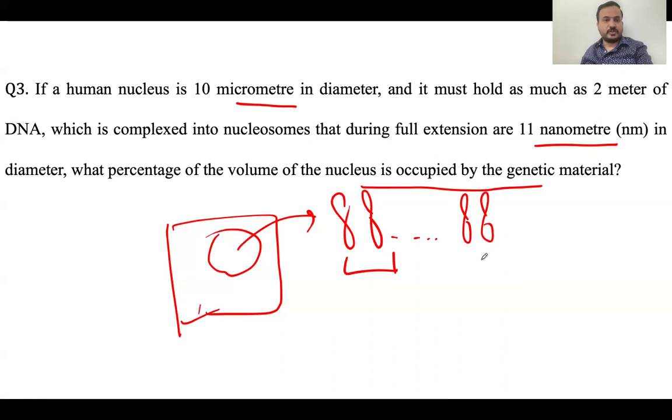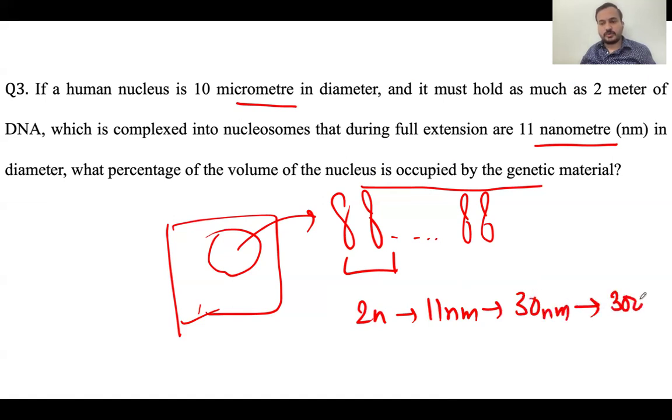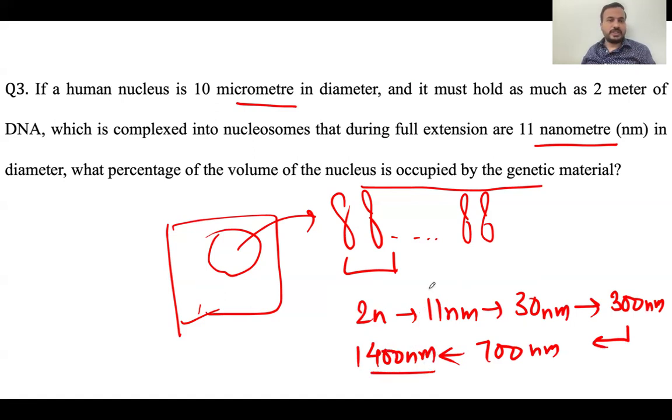Now read the question carefully. If a human nucleus is 10 micrometer in diameter and it must hold as much as 2 meter of DNA, which is complexed into nucleosomes that during full extension are 11 nanometer in diameter. We all know the organization of a eukaryotic genome. We have the 2 nanometer diameter DNA, which is complexed with the histone proteins to form nucleosomes, an 11 nanometer structure, which further complex to form a 30 nanometer chromatin fiber, further condensed to form a 300 nanometer chromatin fiber. And then you have the chromatids of the chromosome, which is close to 700 nanometer. And both the two chromatids are a 1400 nanometer structure. What you need to calculate is what percentage of the volume of the nucleus is occupied by the genetic material.